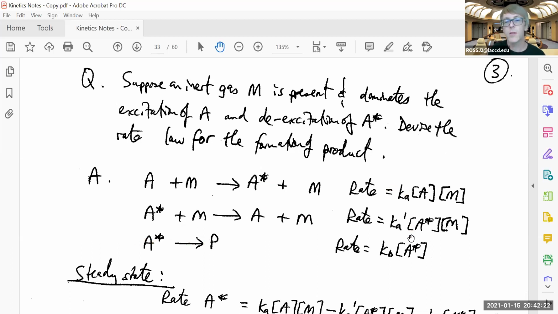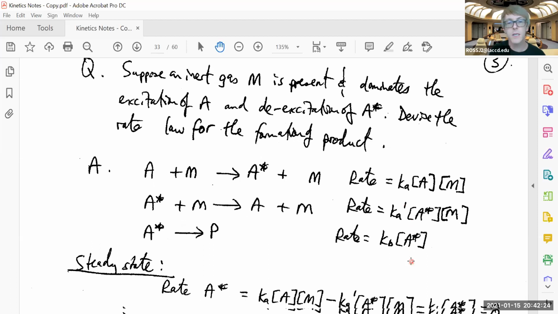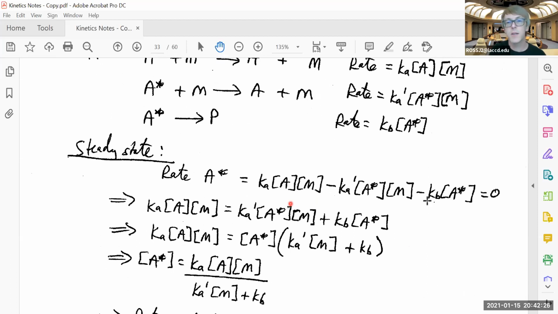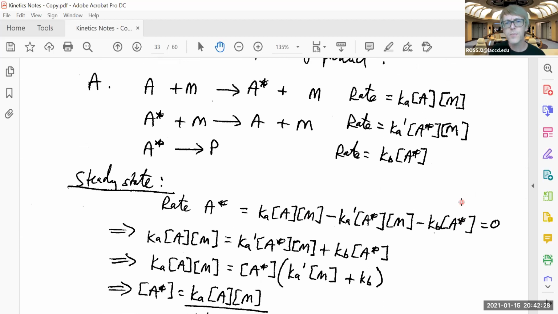We have the rate laws for each of these processes. We have the steady state approximation again, where the formation and decomposition of A star all happen at the same rate, so therefore they sum to 0. So we form A star with the positive term, we decompose A star with the negative terms, but because formation and decomposition happen at the same rate, the sum of the rates is 0. That's the steady state approximation.